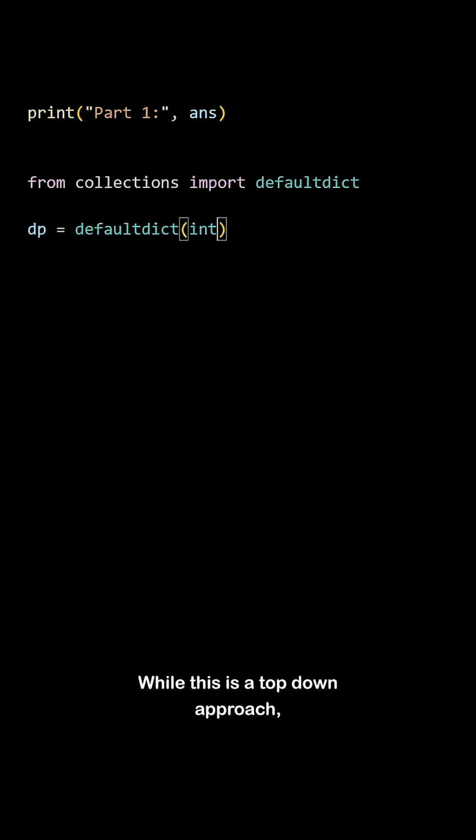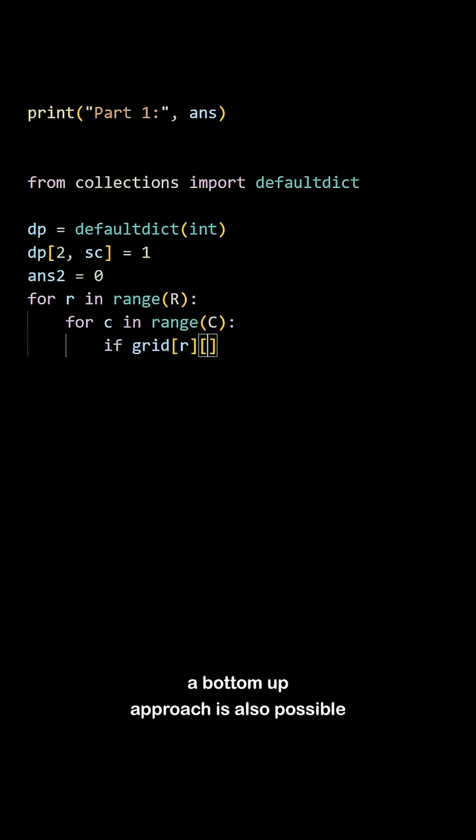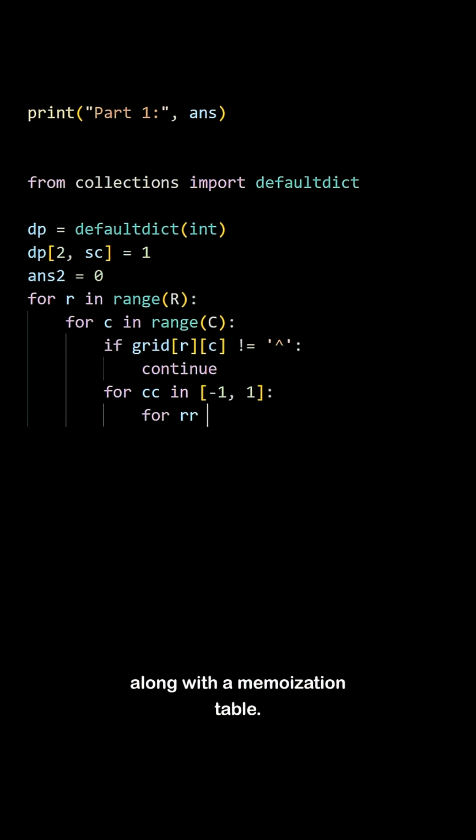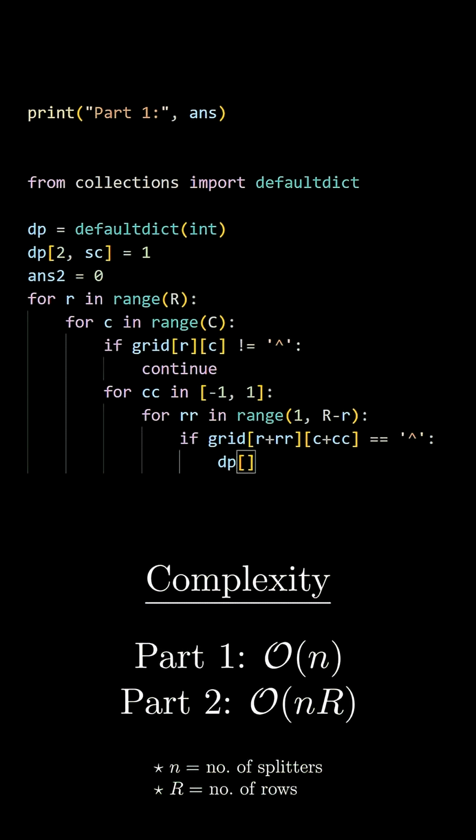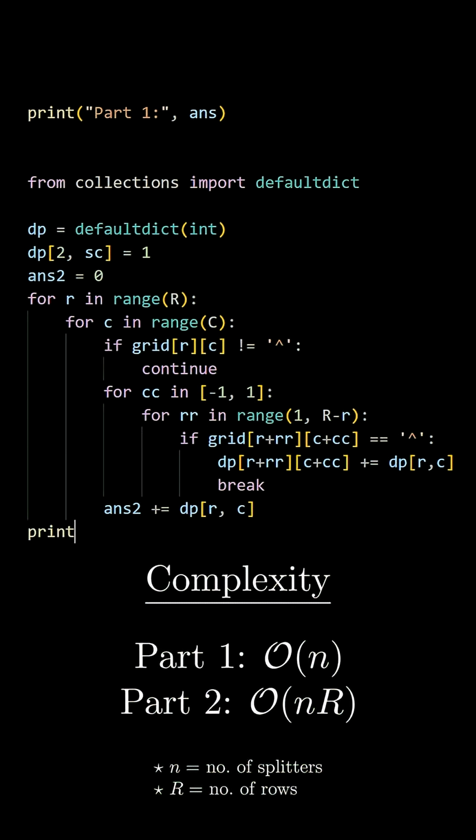While this is a top-down approach, a bottom-up approach is also possible, where you would use a recursive function along with a memoization table. In terms of complexity, our algorithm for part 2 is nothing but a BFS on a binary tree. But since we still have to find the children of every node with a loop, the worst-case time complexity is O of n times r, where n is the number of splitters.